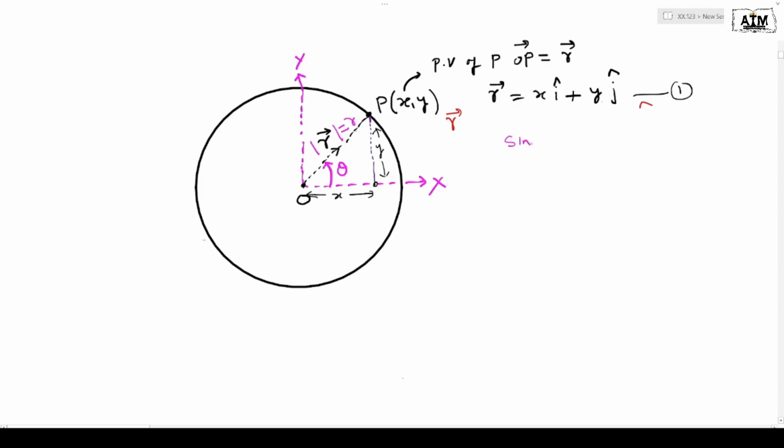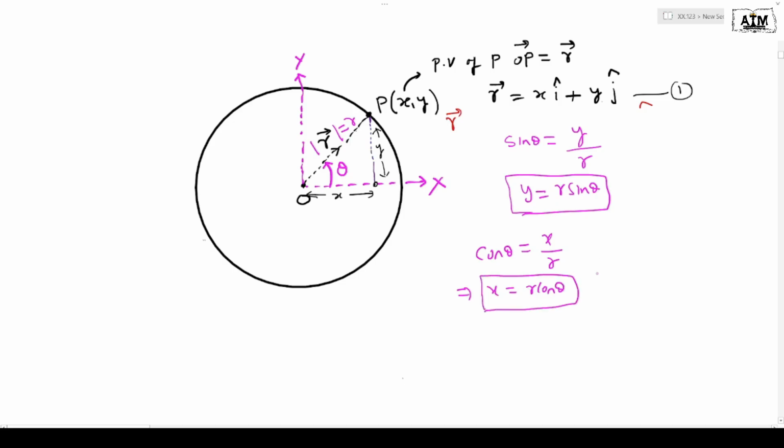Now from the figure, what is sin theta? Sin theta is nothing but opposite side upon hypotenuse. Therefore y equals R sin theta. Keep it as it is, I will use it in the next step. Similarly, cos theta equals x upon R, which implies x equals R cos theta. Keep it as it is, we will be using it in the next step.